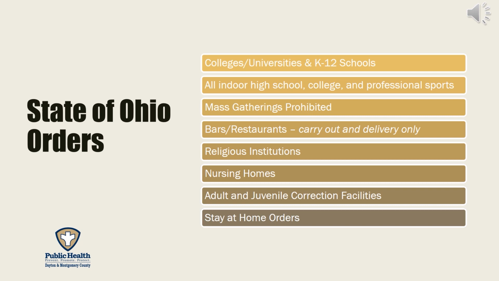And again, you can find all of the orders from the state of Ohio and from the governor and Director Acton on coronavirus.ohio.gov. And towards the bottom, you can find a link that says Public Health Orders. And the language of all of these orders signed by Dr. Acton and/or Governor DeWine can be found there on that page.